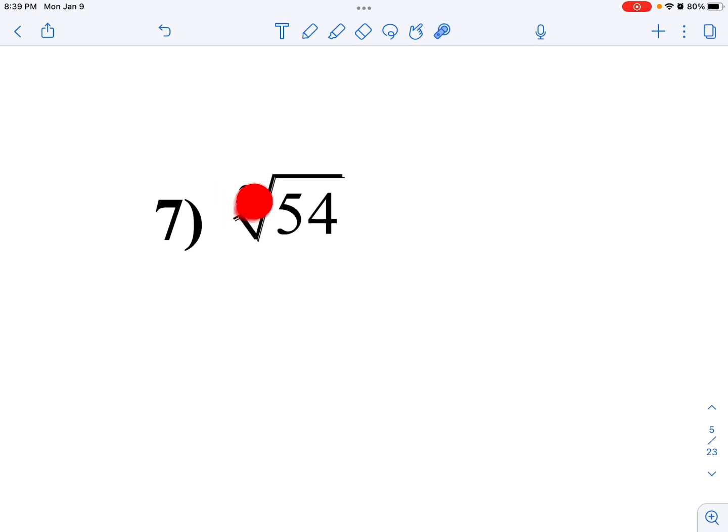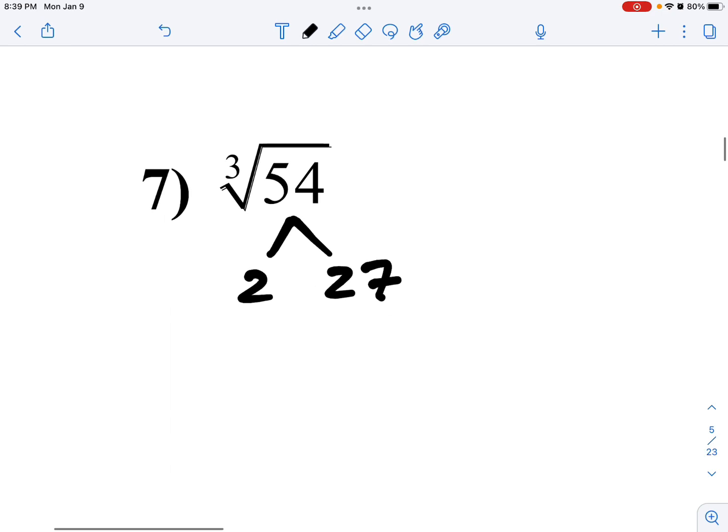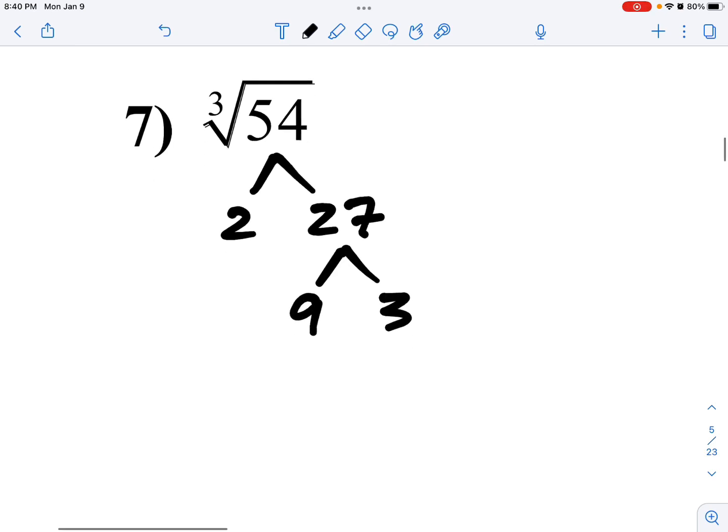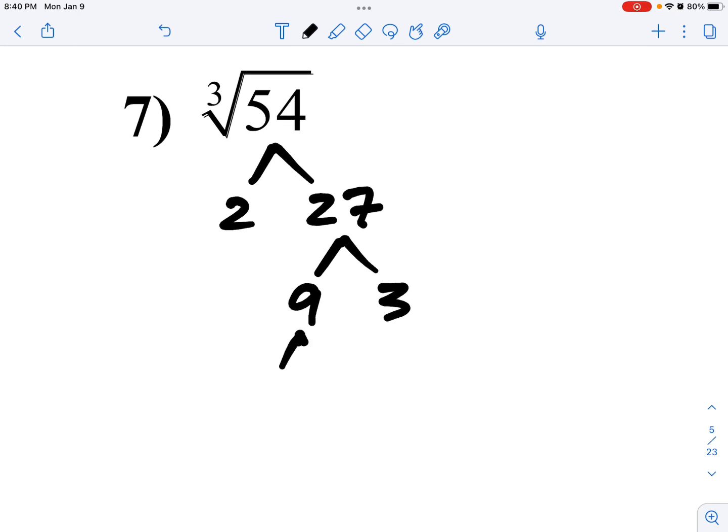So, hey, look, this 3, that means we're circling groups of 3. So you only get out of jail if you have 3 people or 3 of the same number. So 54, what times what is 54? Let's see, I'm thinking, it divides by 2, so 2 and 27. Yeah, you could have also done 9 and 6, or 3 and something else. Okay, let's just keep breaking it down. 2's done, but 27 is 9 and 3. 3 can't be broken down anymore, but 9 can be broken down into 3 and 3.